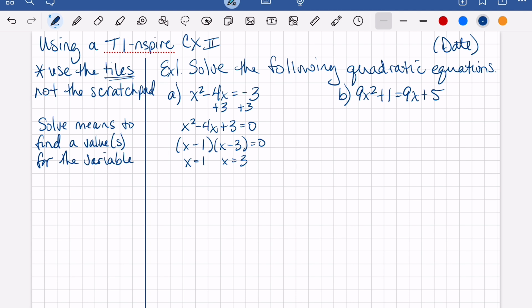Now, again, solving a quadratic equation, we need to set it equal to 0. So I get 9x squared minus 9x minus 4 equals 0. I'm going to go ahead and see if this is factorizable. Just writing out my factor pairs. And it is. So I'm going to go ahead and substitute, and factorize.